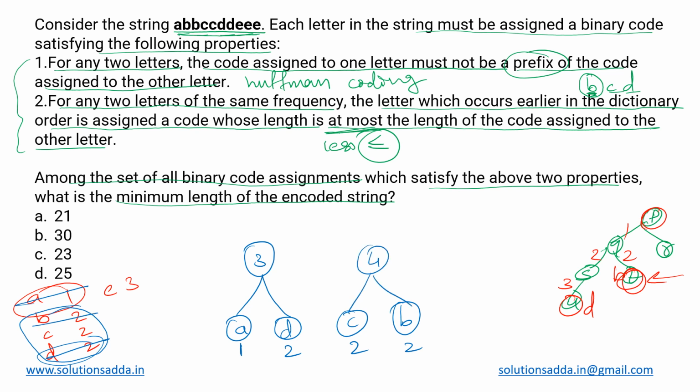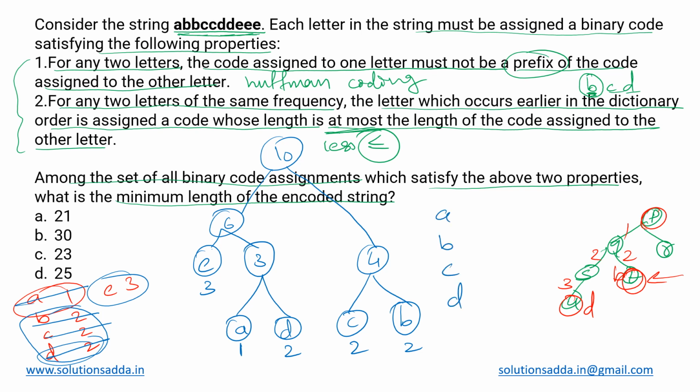So now we are done with them. This E is left with a frequency of 3, so we can take it on either side. Let us take it here, E with 3, then these 3 and 3 will make up 6. And finally this 6 and 4 will be combined to become 10. So this is how the encoding will work out. And now we have to find out, for all A, B, C, D and E, what is the length of the encoded strings they have got.